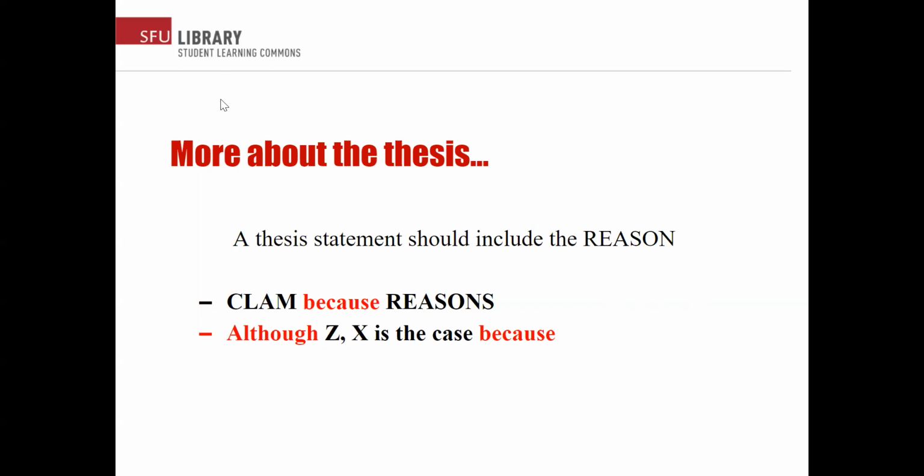An effective thesis statement also sometimes refers to the opposing argument. That's why I said earlier that when a thesis statement is argumentative, there are some people who disagree with you. In this case, you can start your thesis statement with the word although, and then you write down what people who might disagree with you think. And then in the next part, although X is the case, you state your own claim and the reasons for supporting your claim.